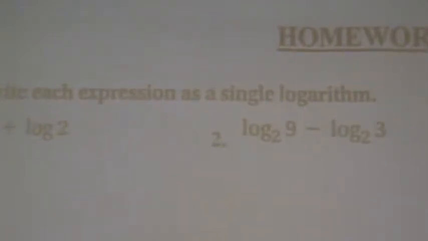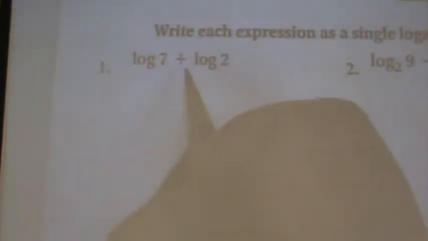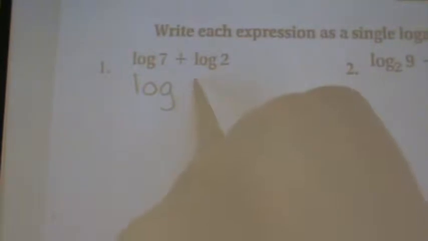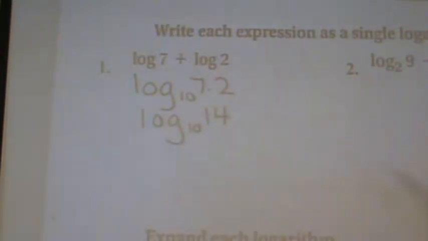Here's today's homework for Algebra 2, section 7.4. The first three problems ask you to write each expression as a single log. The first one is a plus sign, and both of these are base 10. If you don't see a base, it's a 10. So instead of add, what are you going to do? Multiply. It's 7 times 2, which is 14. So it'd be the log of 14, and you don't have to write base 10, but you can.